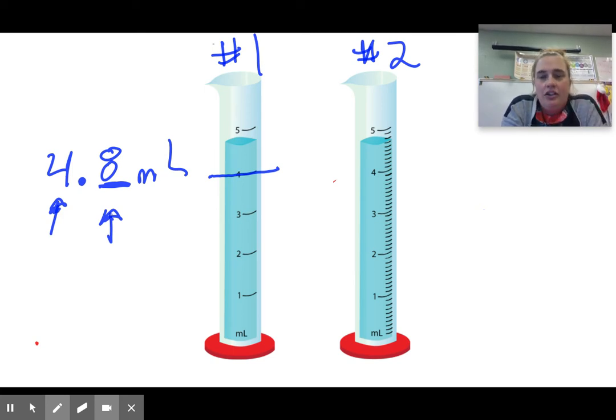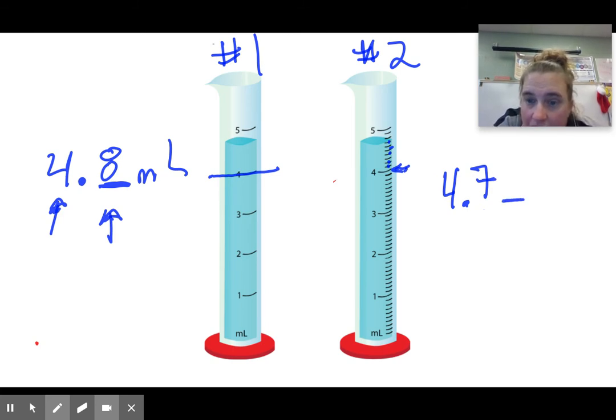Now take a look at graduated cylinder number 2. What would the measurement be for graduated cylinder number 2? Again, what are my certain numbers? I know it's definitely 4. This time we have tick marks. So that would be 4.1, 2, 3, 4, 5, 6, 7. So it's definitely 4.7.